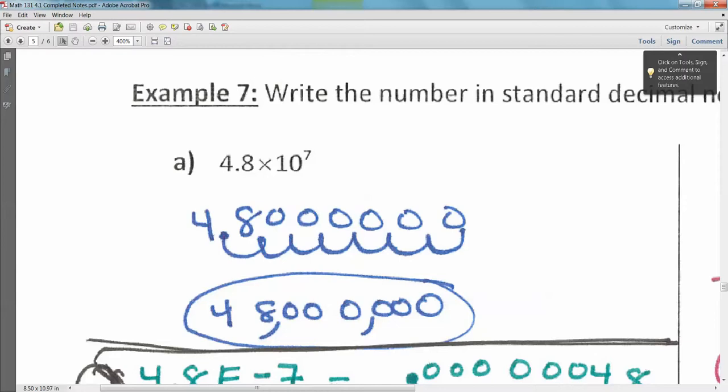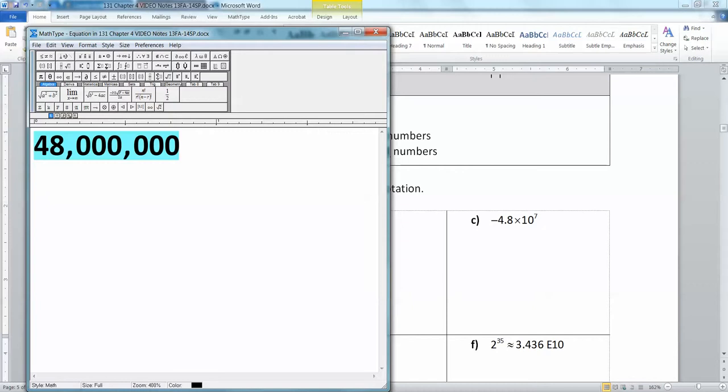Okay, so let me go back to mine and type that up. Hold on one sec. There it is. Okay, so again, the decimal was here between the 4 and the 8, and it moves one spot, 2, 3, 4, 5, 6, 7 spots over to the right. You put your decimal point there, and then you write your number.